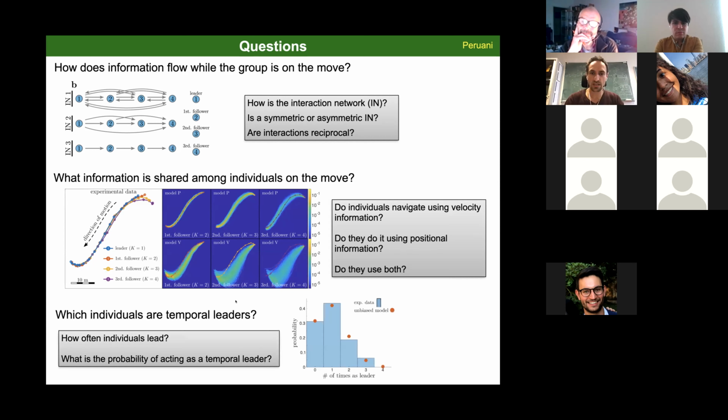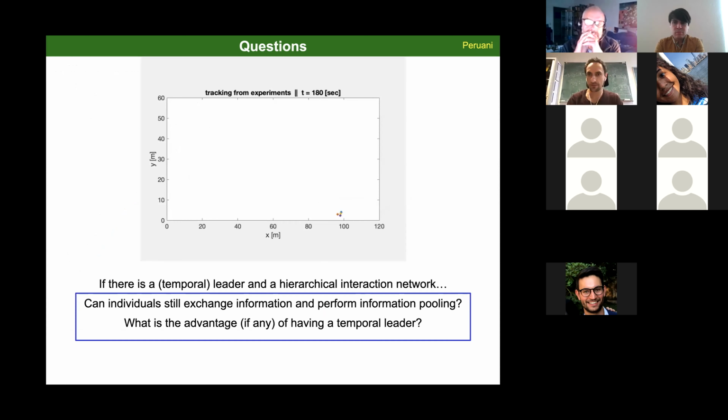Okay, the other question is, as you saw, there is one individual at the front, and I'm going to justify later that that individual at the front is genuinely a leader, a temporal leader of that collective motion phase. And we'll try to see how often individuals lead, and what the probability of becoming a temporal leader is.